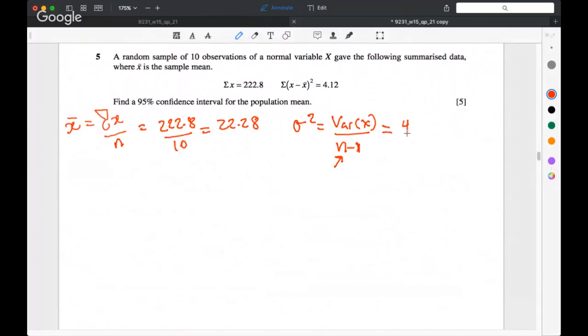So we have 4.12 over n minus 1, which is 9, which should give us a squared value. I think it's 103 over 15. Do you want to do that quickly, just to check? It might be the square root of 103 over 15. I would like to be able to check as I go along. You put it in your calculator, just do 4.12 over 9 and see what that pops out.